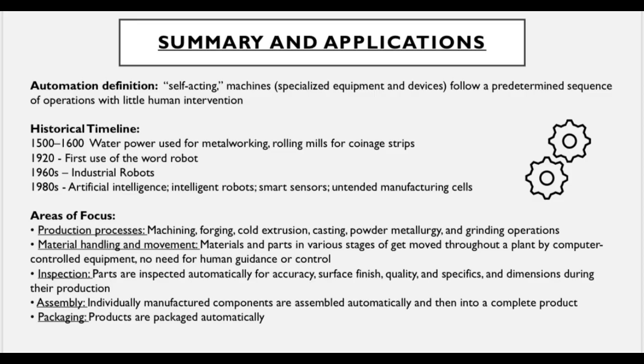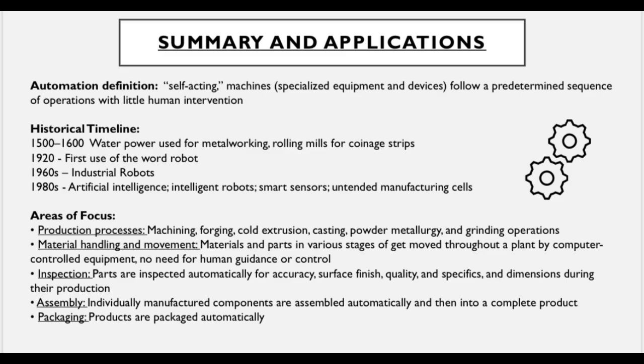A simple definition for automation is self-acting, which are machines that are specialized equipment and devices that follow a predetermined sequence of operations needing little human intervention. Automation in manufacturing has been around as early as the 1500s when water power began being used for metalworking, specifically rolling mills and for coinage strips. It is interesting to see how far we have come since the first use of the word robot was used around the 1920s. The 1980s was the first time we started using smart sensors, unattended manufacturing cells, and we have come an even longer way since then.